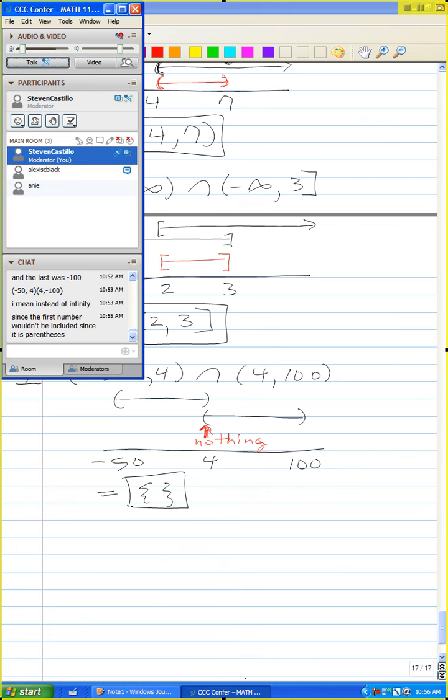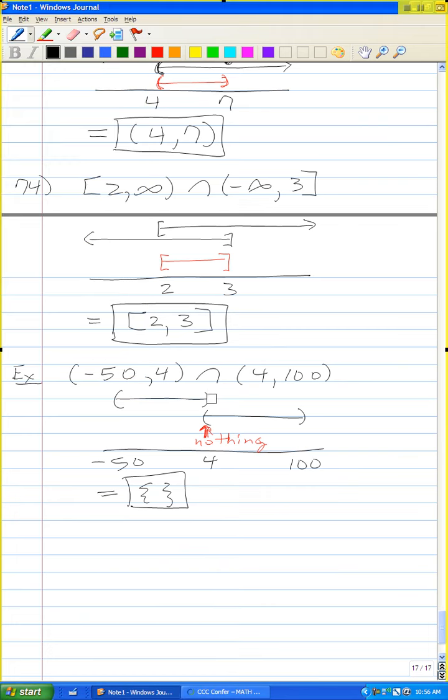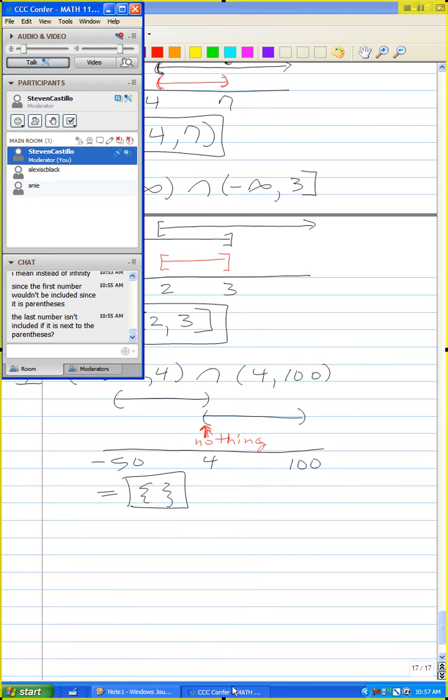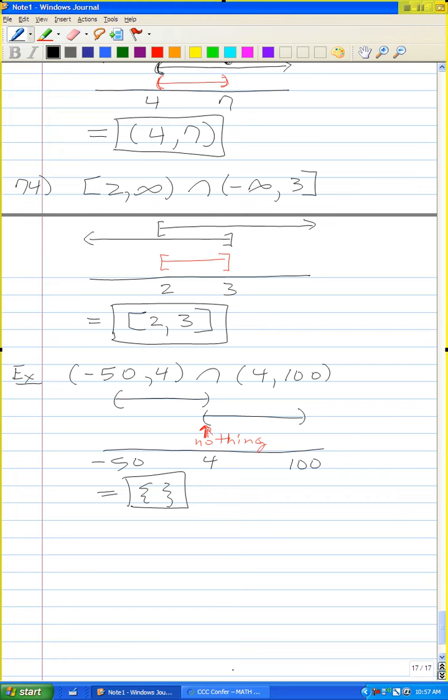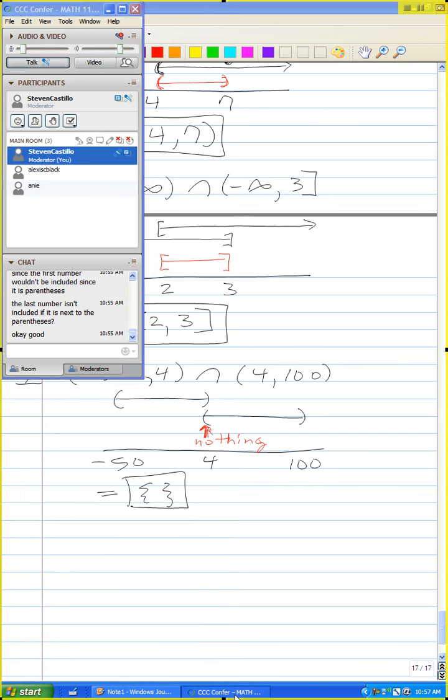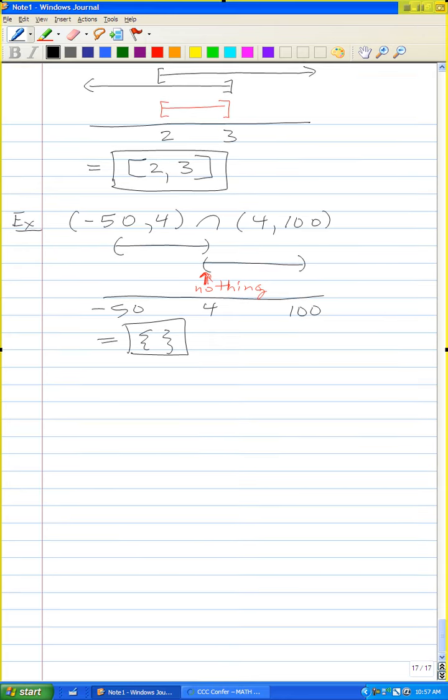That's right. So since the 4 is not included in this set negative 50 to 4, and the 4 is not included in the set 4 to 100, then there's no overlap. Okay? That is correct. You do not include an endpoint if there's a parenthesis. You do include it if there is a bracket. Okay. Actually, let me do that. Let's do this.